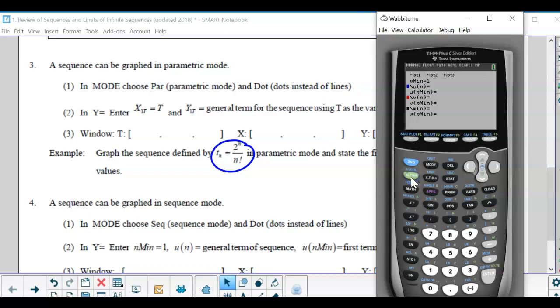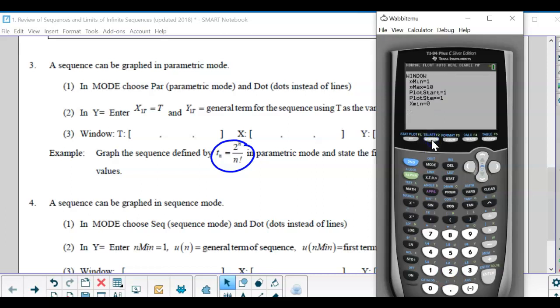Okay, so alpha, y equals, and then 2 to the exponent, variable key automatically puts an n in, and then variable key, math, probability, factorial, and then u(n min) is the first term of the sequence. So put in a 2. You do have to know the first term of the sequence.